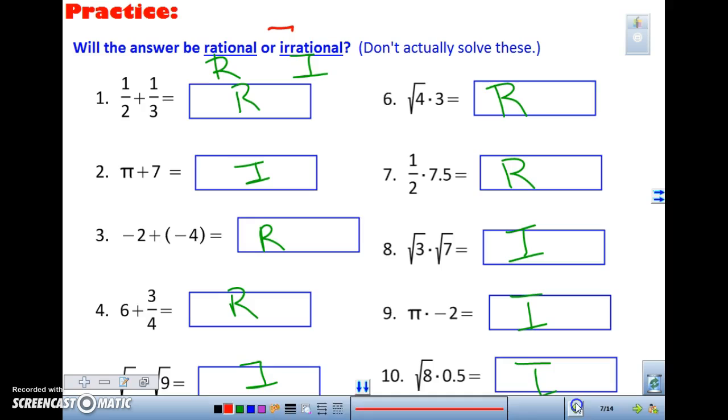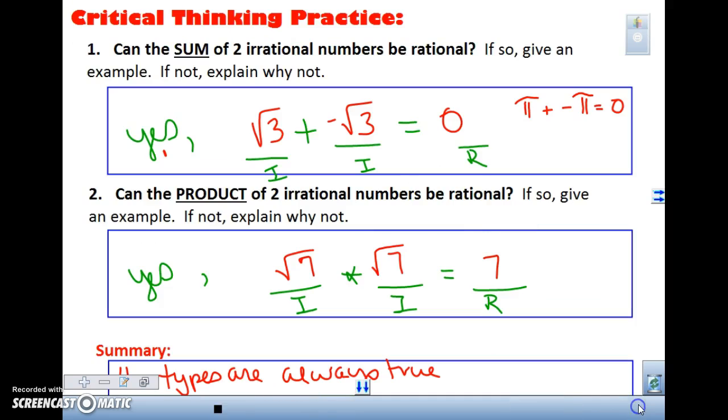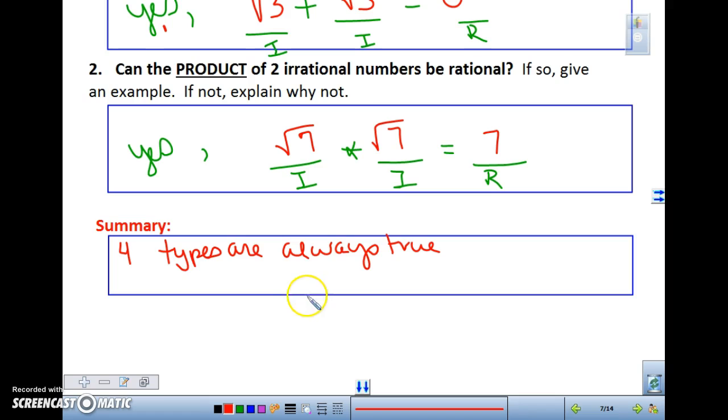And what am I referring to? I'm referring back to this page. Rational plus irrational, this page right here. These are always, always, always true. When is it not always true? It is not always true when you combine operations that are either sometimes or never true. So these two situations could sometimes the product of two irrationals be rational, sometimes it could be irrational like we just showed. Same with the sum.